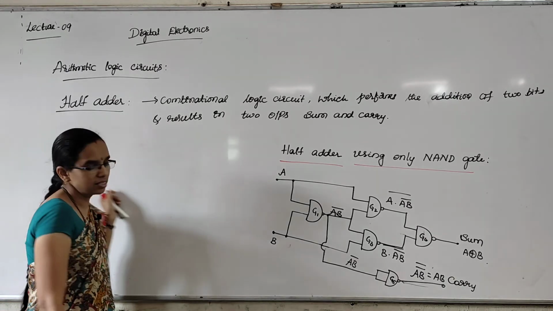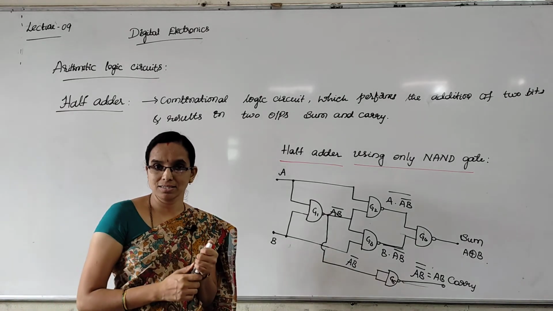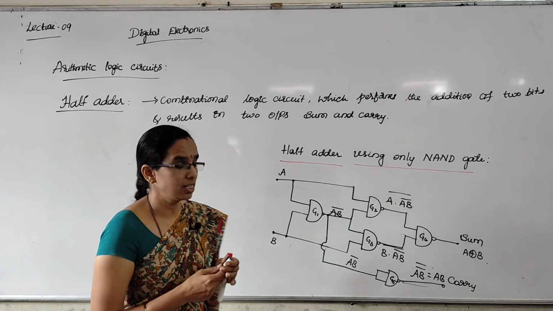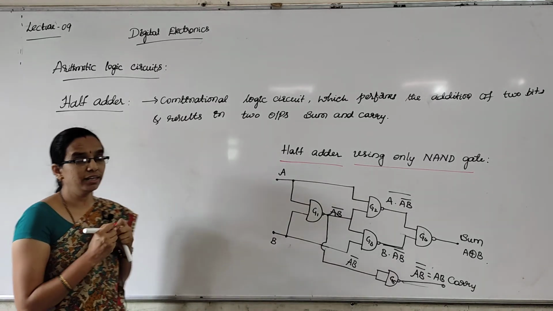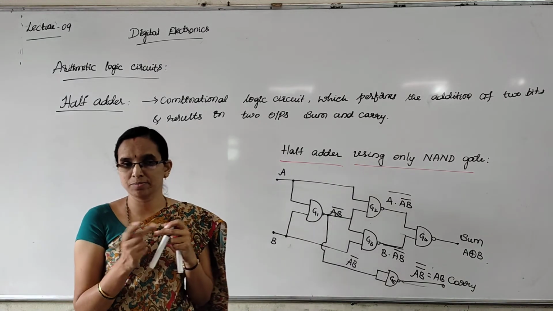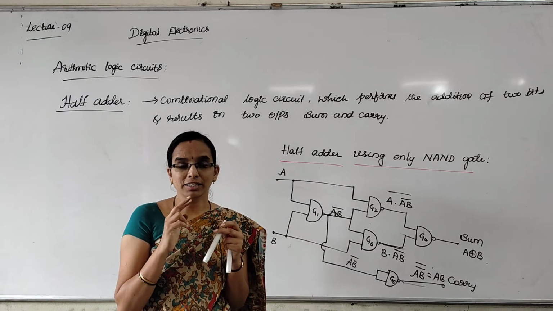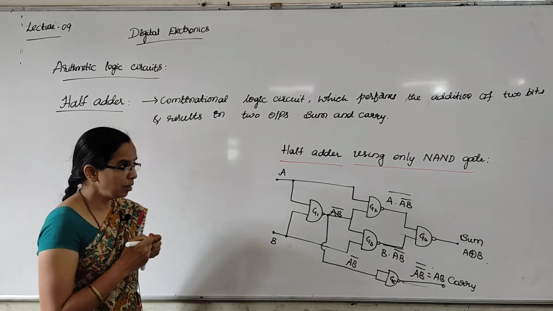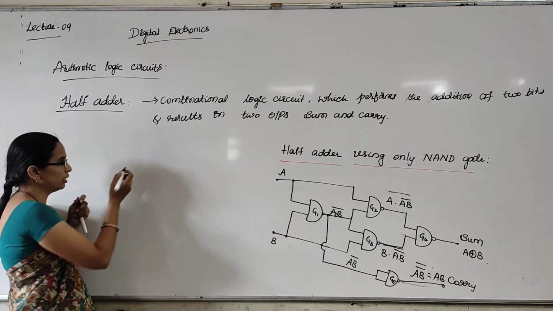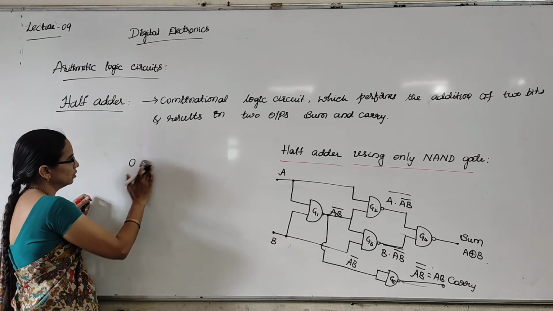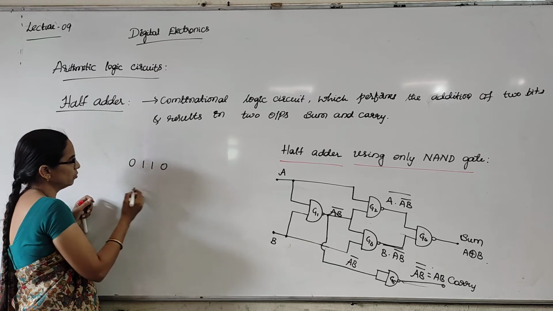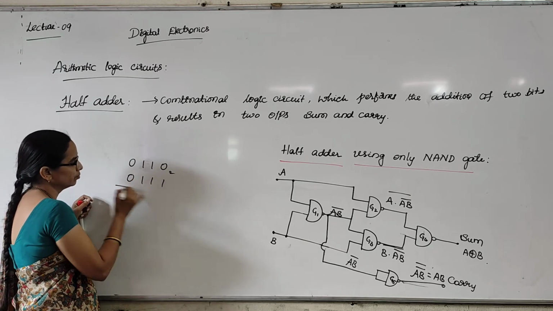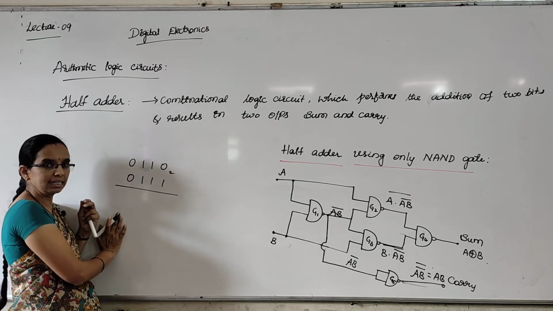But this half adder circuit is not used in practice because there is a limitation in it. I will explain how. This half adder adds only 2 bits, right? It can take only 2 inputs. I will give you an example. If I want to add binary 0110 to 0111, if I want to add these two.